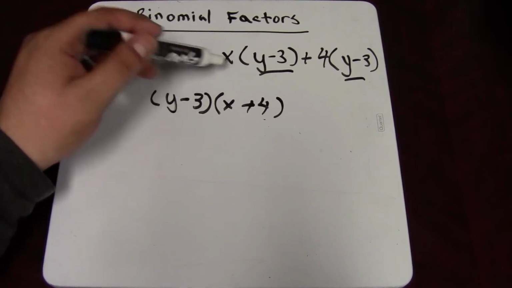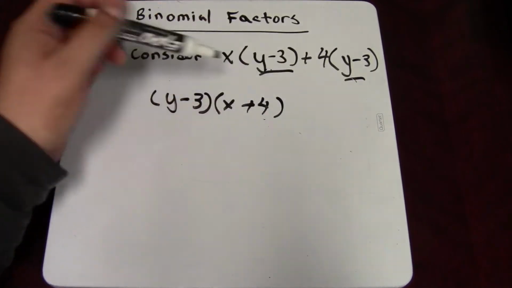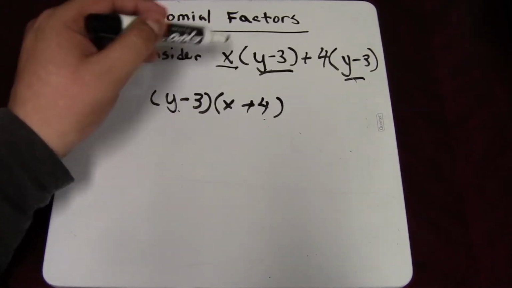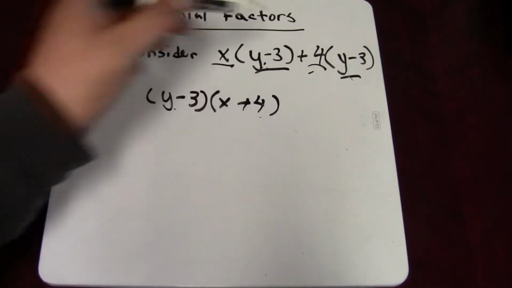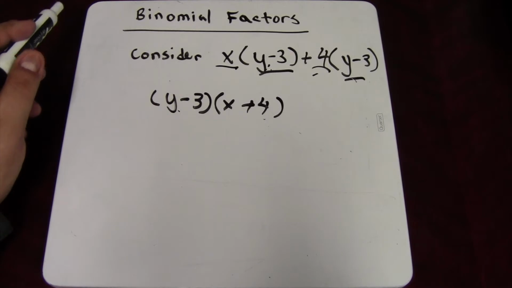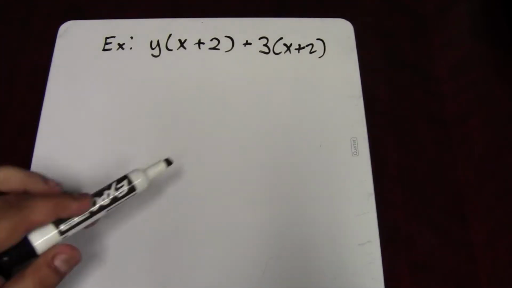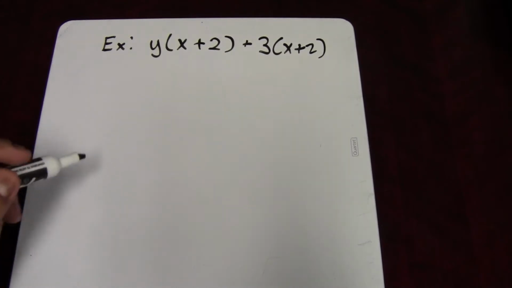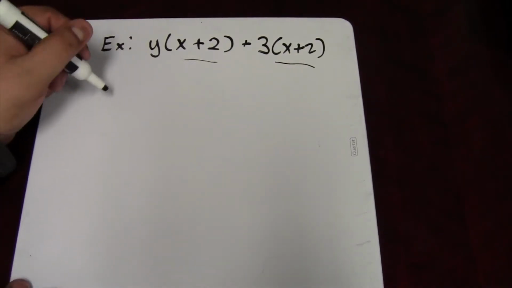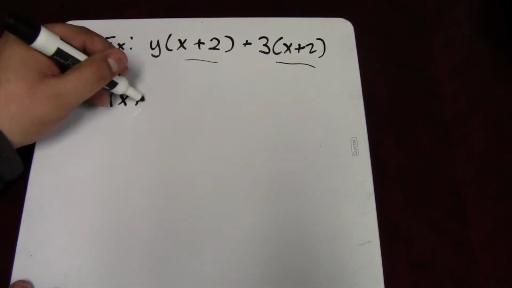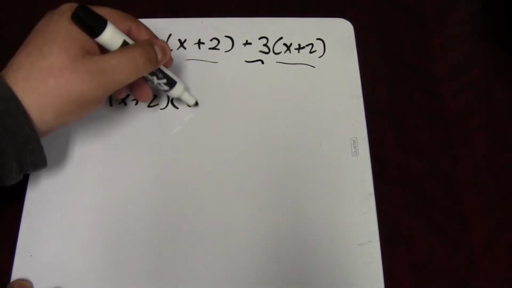So we're just doing a reverse distributive. The easiest way to see how to get from here to here is just take what you see written down the same twice, write that down, and then whatever's left you write in the other set. The key though is these need to be the same in order for you to do it that way. Let's look at a quick example. So what we have here is x times x plus 2 plus 3 times x plus 2. Notice these are the same, so we can write that down. And what's left is an x and a plus 3.